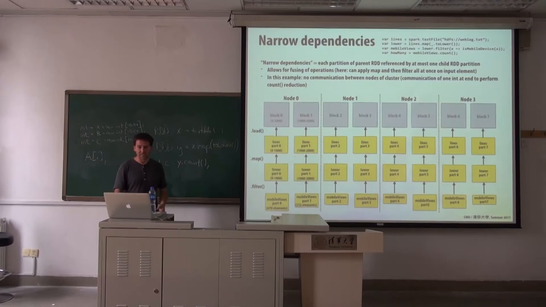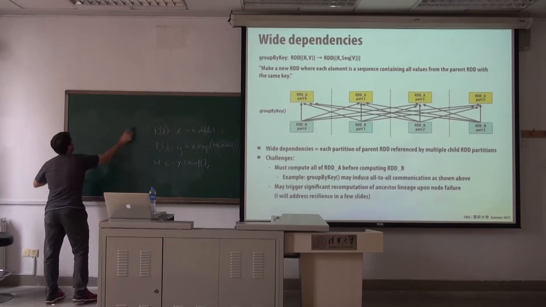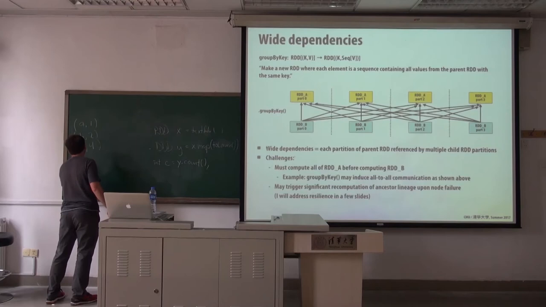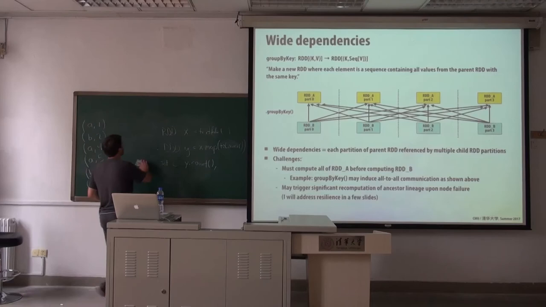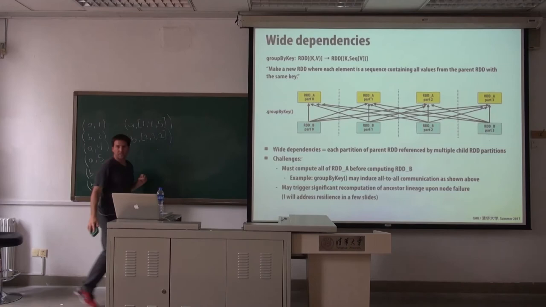So let's look at the operation that we talked about from Hadoop, which is called group by key. Remember what group by key does: if it has A1, B2, A4, A5, B3, B2, these are the elements in our RDD. Group by key is going to make a new RDD, which is just A1, 4, 5, and B2, 3, 2. That's the definition of group by key.